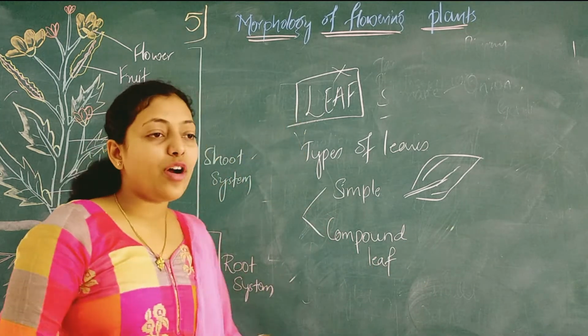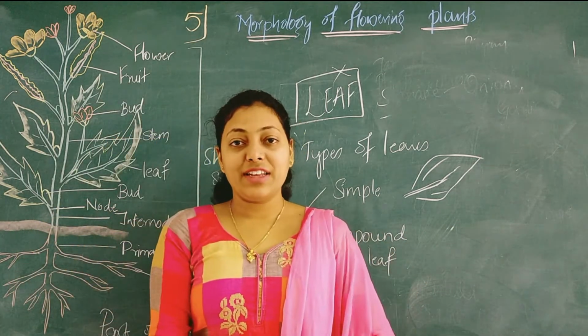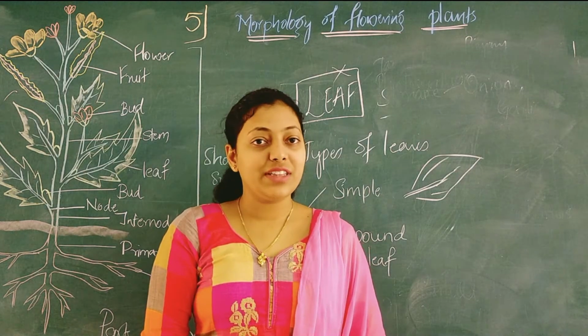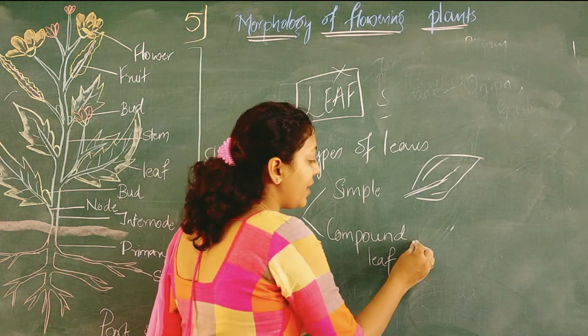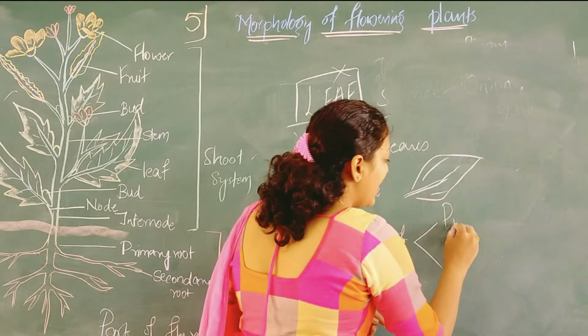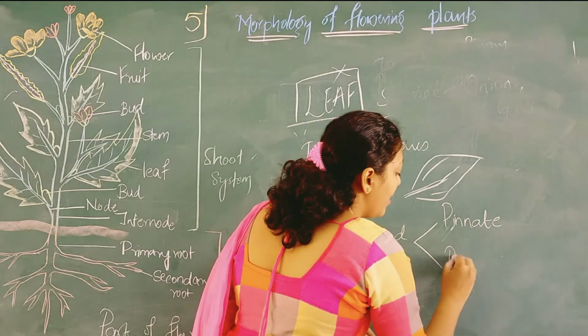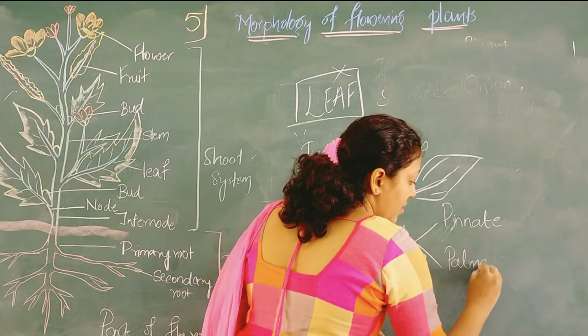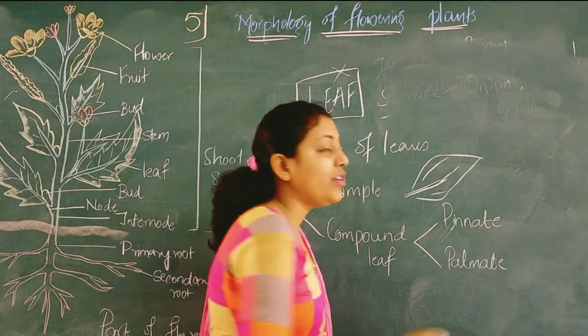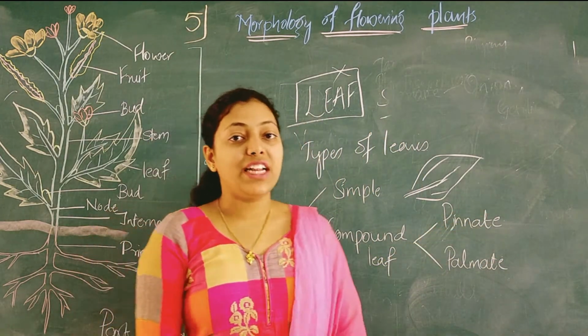Then complex leaves, those we call compound leaf. Compound leaves are also of two types: pinnate compound leaf and palmate compound leaf.